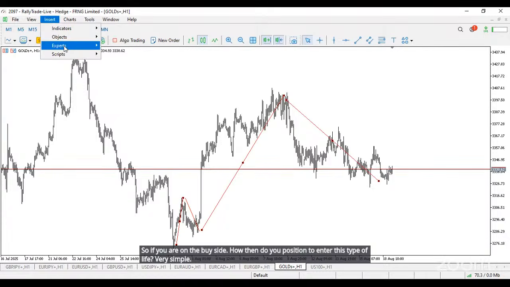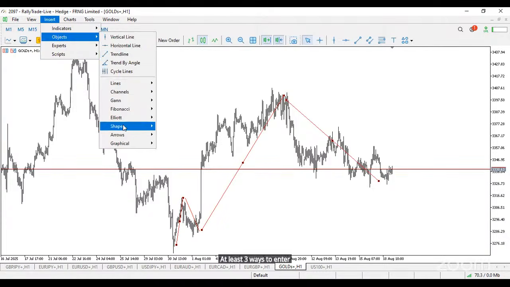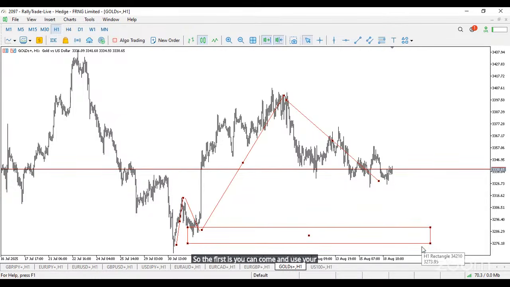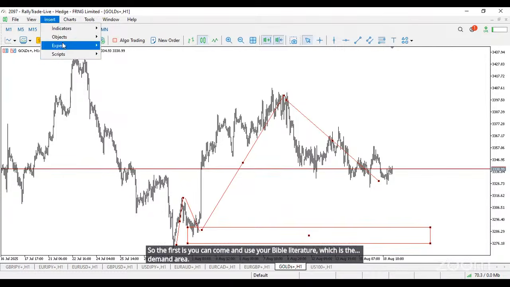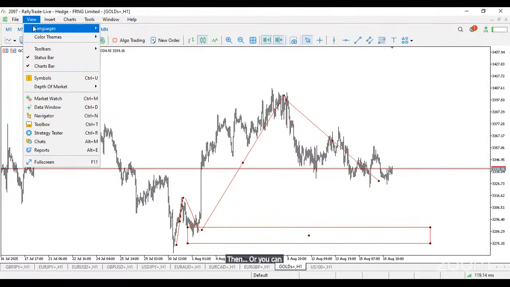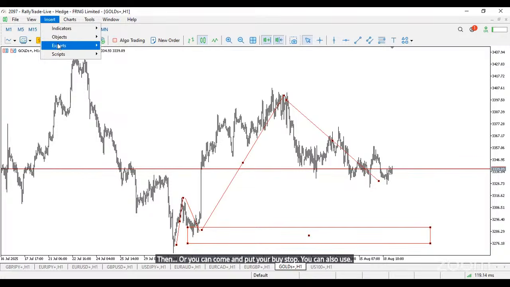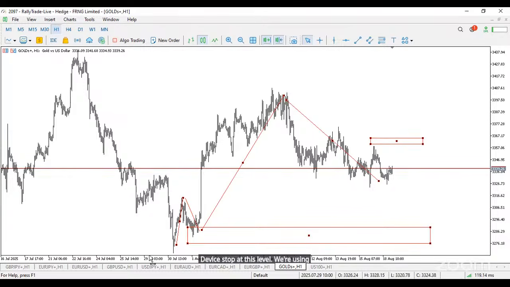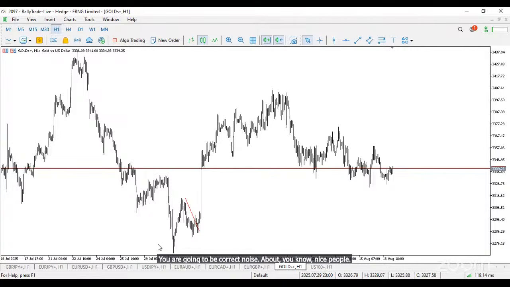You have at least 3 ways to enter the buy if you're expecting to buy. The first is you can use your buy limit here, which is the demand area. Or you can put your buy stop. You can also use a buy stop at this level, or at the break above this level. Any of it, you are going to be correct anyway.